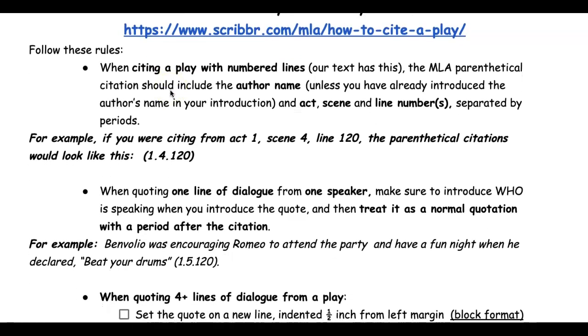So the first step that is really important is when you're citing a play with numbered lines, and our Romeo and Juliet has numbered lines, the MLA parenthetical citation, parenthetical means it's in parentheses, should include the author name, unless you have already introduced the author's name in your introduction, which you'll do. So we're not going to include the author's name for this essay. And you're going to write the act, scene, and line numbers separated by periods. So here's an example. If you're citing Act 1, Scene 4, line 120, the parenthetical citation looks like this.